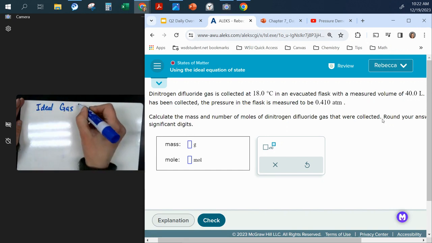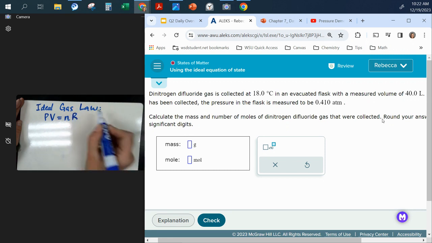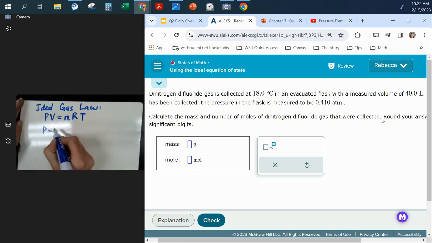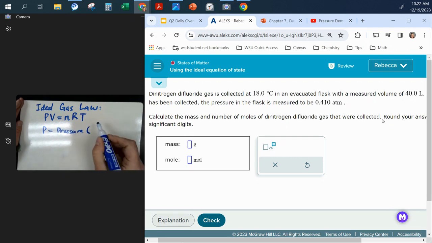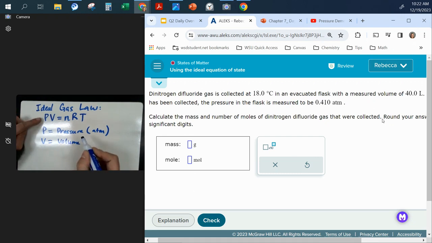And we've kind of been using this. So that's this relationship between pressure, volume, number of moles, this gas constant, and temperature. So pressure P is pressure. When we do this, ideal gas law, pressure needs to be in atmospheres. Volume is V. When we use this equation, we need volume to be in liters.